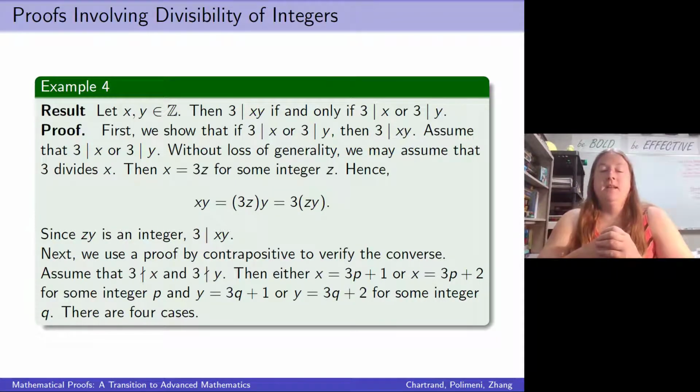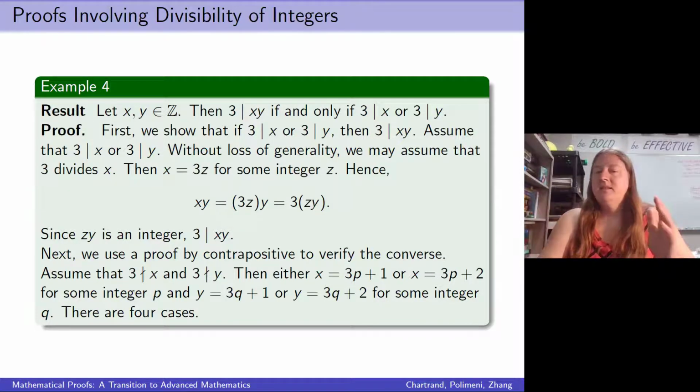So let's take a look at this example here. We have x and y are integers. Then we want to show that 3 divides xy if and only if 3 divides x or 3 divides y. So let's first look at this direction: if 3 divides x or 3 divides y, then 3 divides xy. So we're going to assume the thing that's with our if statement, 3 divides x or 3 divides y.